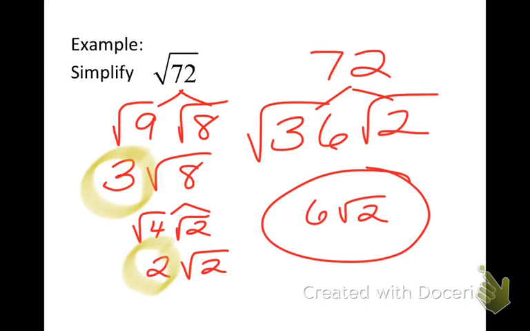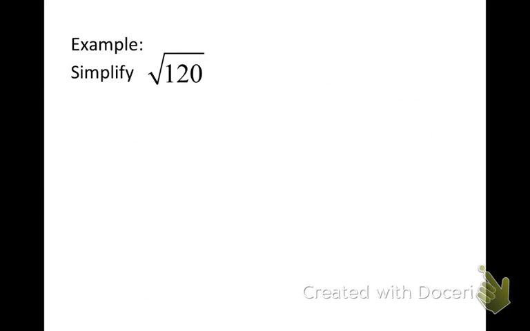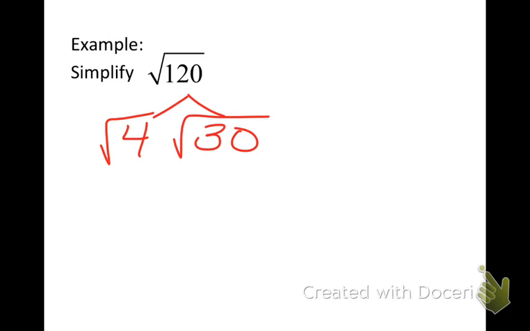All right, let's go to 120. I don't get it. Multiply. You only simplify the one on the left, the only one that isn't in the radical. So my largest perfect square is 4 times 30. Square root of 4 goes to 2, and I'm left with the square root of 30.